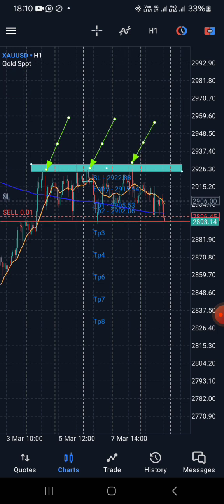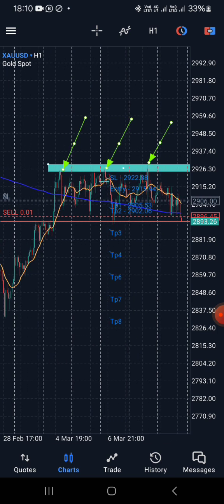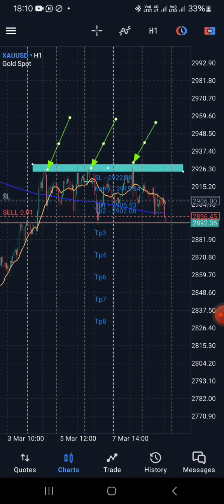So with these 3 zones which the market has rejected, I'm able to see clearly that market is going to go down. Market is going to pull to the downside of this trade. So this is what I'm looking at on 1 hour.